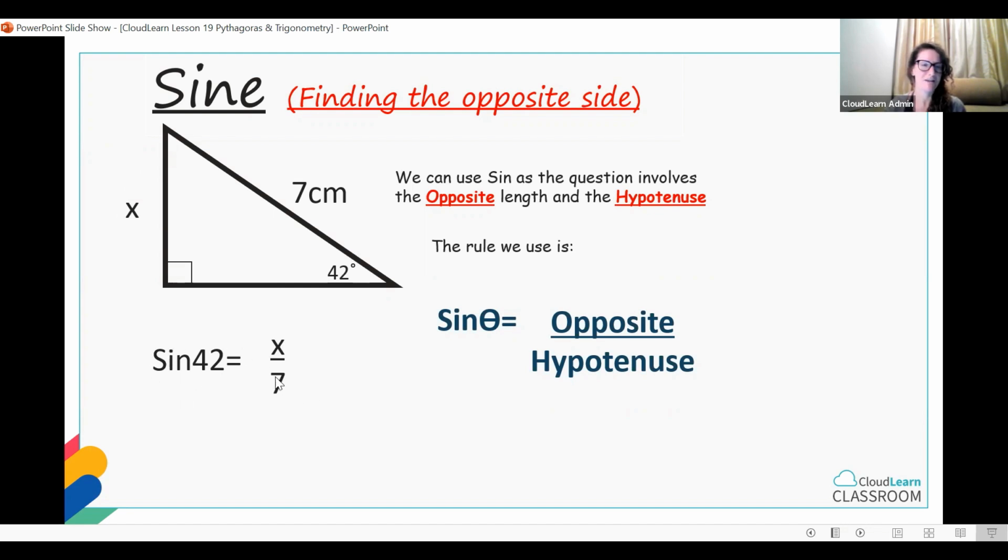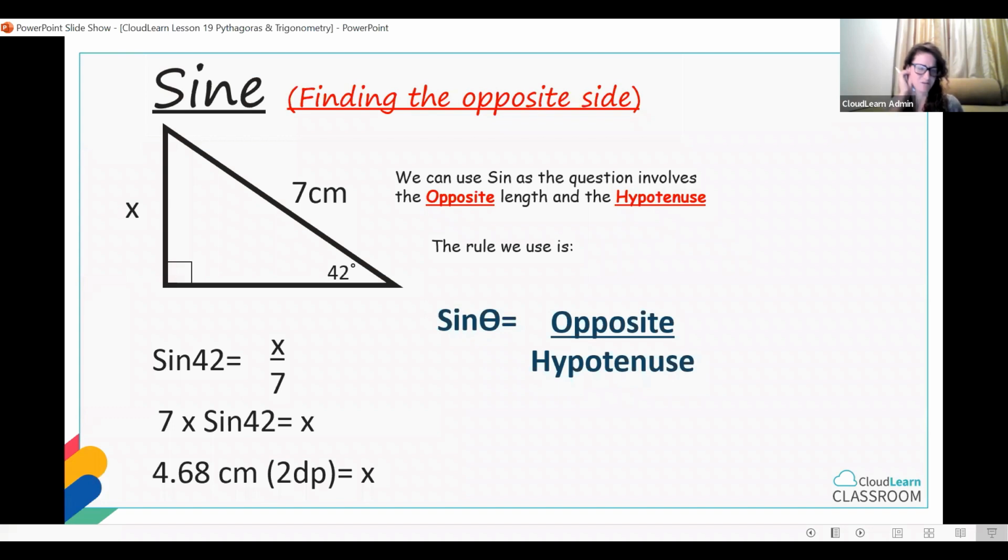To find x, I just have to multiply both sides by 7. And 7 times sine 42, I'm going to type it into my calculator. 7 sine 42 should give you an answer of 4.6839 and so on. So you'd round that to 4.68 to 2 decimal places or 3 significant figures. Okay. Any questions on that problem?